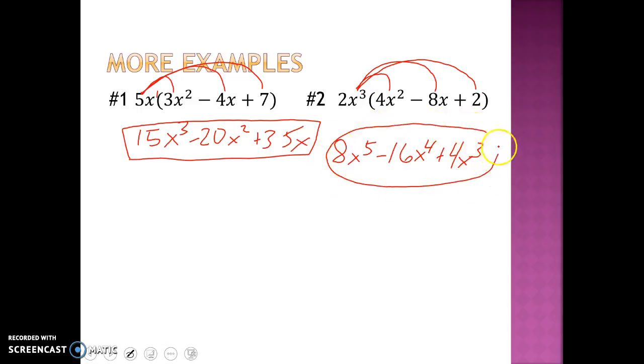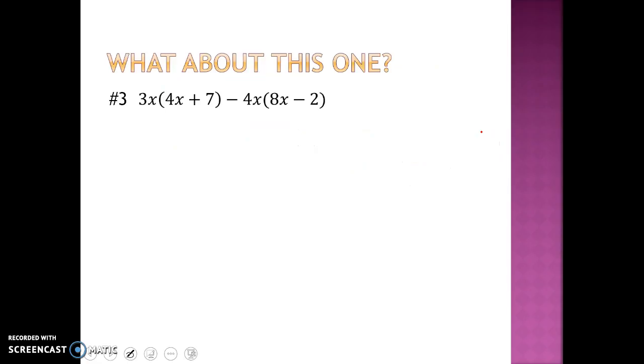So my answer for number 2 would be 8X to the fifth minus 16X to the fourth plus 4X to the third. That is a quintic trinomial. All right, so let's try some different things here. Here's number 3. I want to simplify this. I want to put it in standard form.